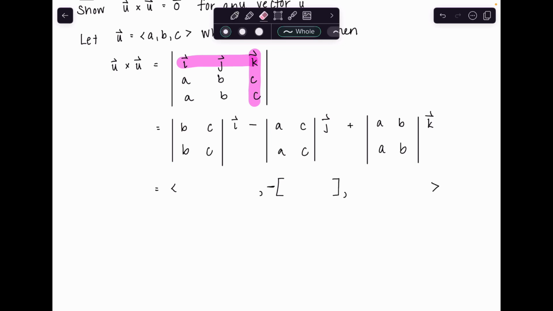So we multiply the forward, subtract the backward. So this first one is going to be b times c minus b times c. Second one, forward minus the backwards. So that is a times c minus a times c. And then finally, forward diagonal, backwards diagonal. So we have ab minus ab.